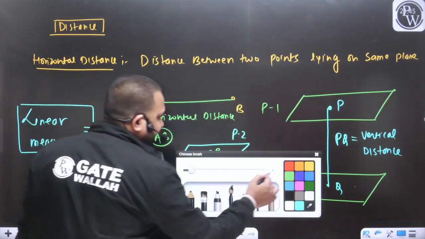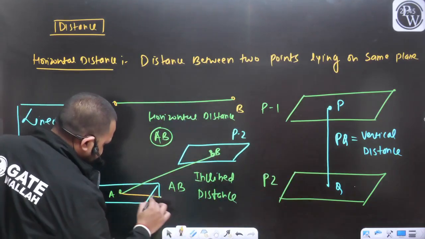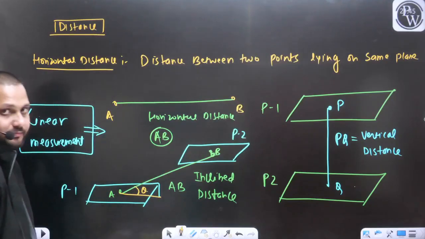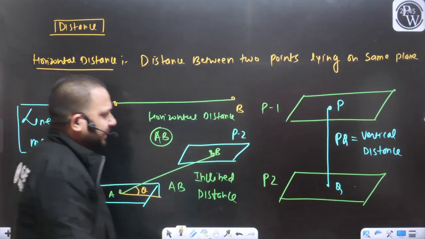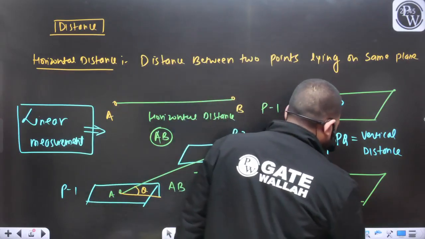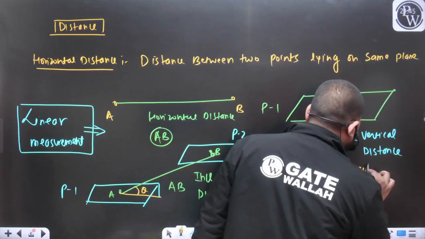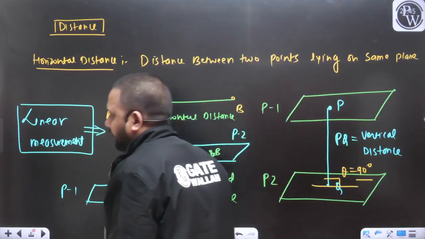Can we define it like this? Let's say we are considering this slope as theta. If this theta is equal to 90 degrees, can I say this is going to be the vertical distance?